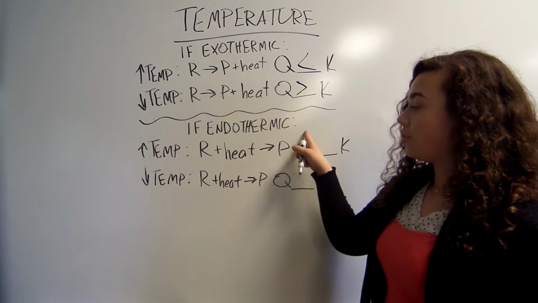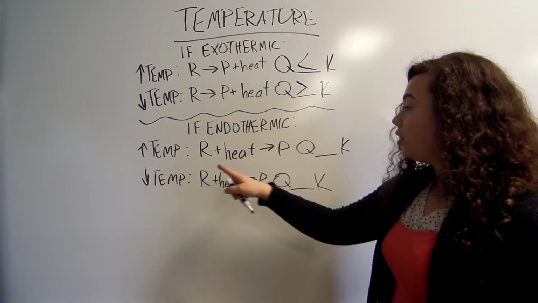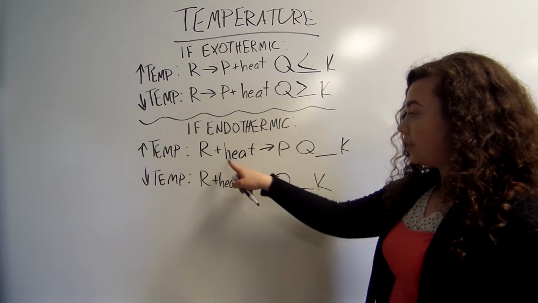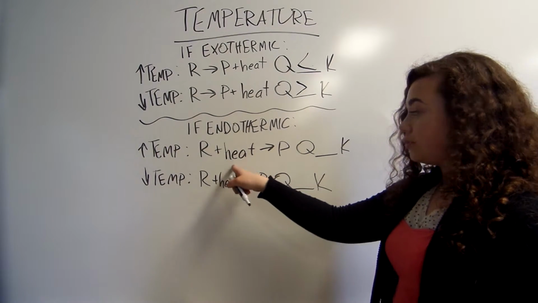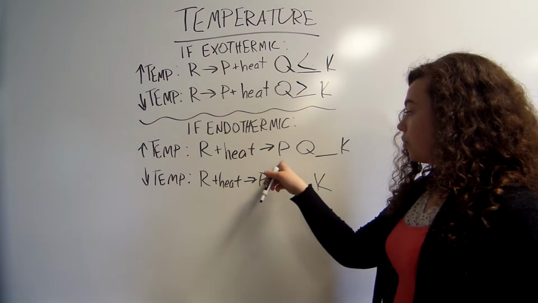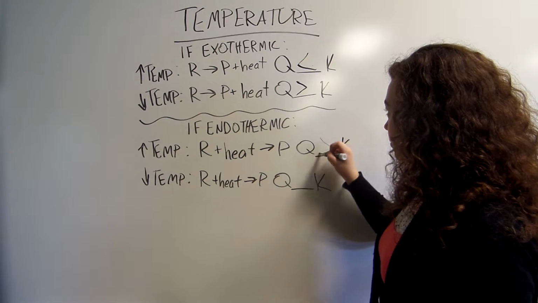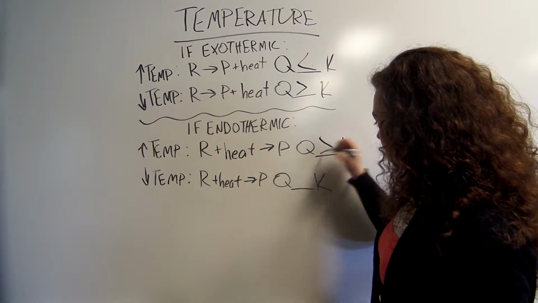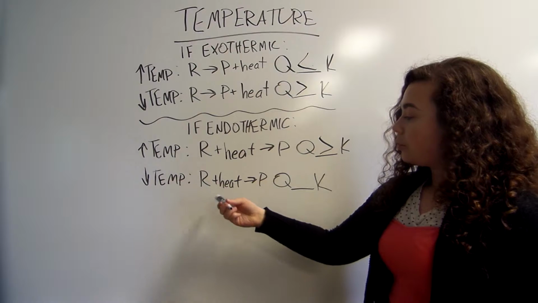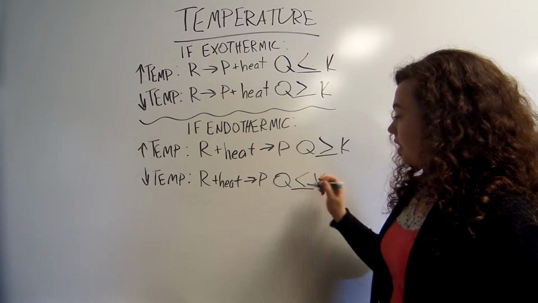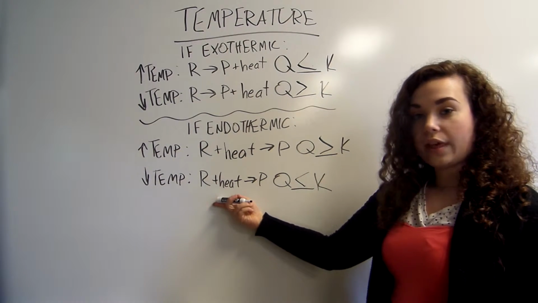If the reaction is endothermic, heat is treated as a reactant. So if the temperature is increased, it means that there's too much over here, so it will shift to the right and be product favored. And if the temperature is decreased, Q will be less than K because the reaction will shift left.